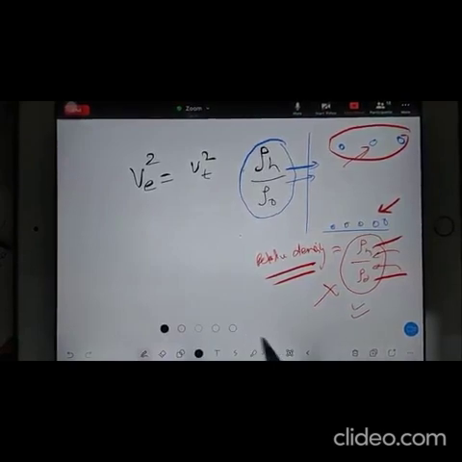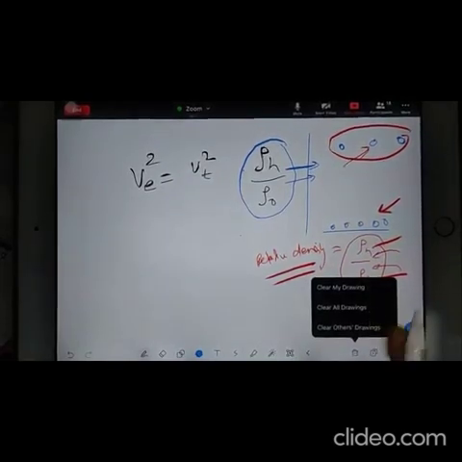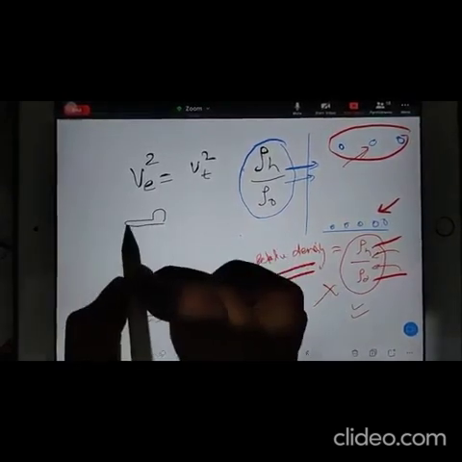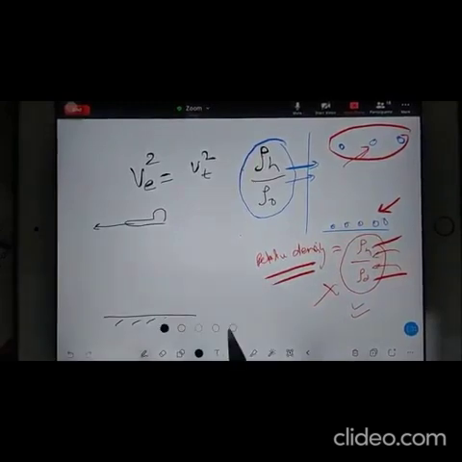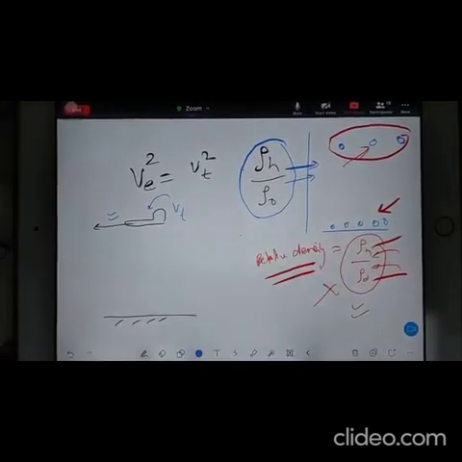Now see, equivalent speed is not happening in real life. In real life, what is happening? True airspeed. This is your earth surface. This is your flight. So this flight will go in this direction. It will be having a certain speed. That speed is the true speed of the flight. But equivalent speed is not that speed.